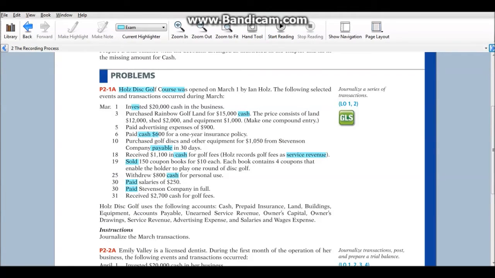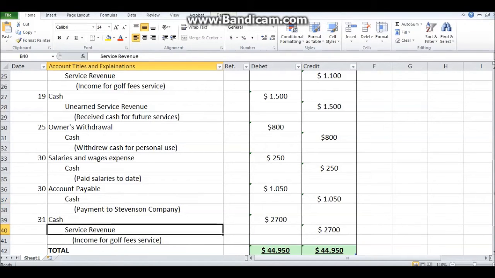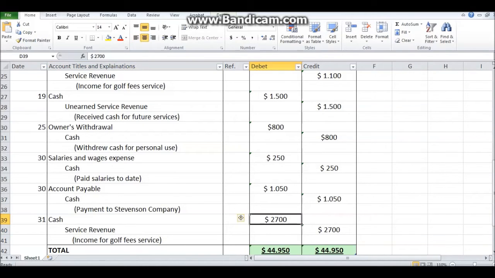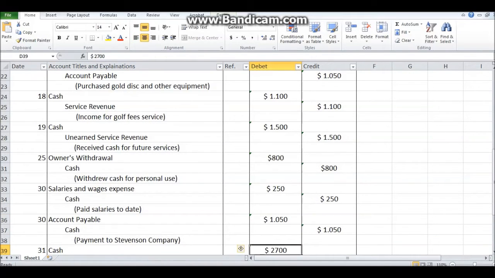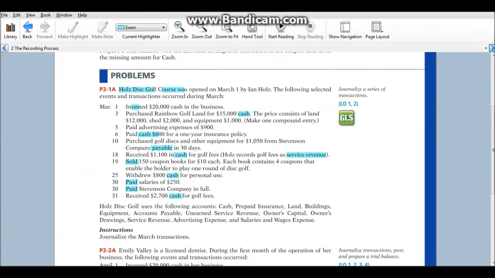And the last one is received 2,700 cash. All right, so highlight cash for golf fees. All right, so cash revenue 2,700. Okay, so just be aware that you need to read carefully, whether it is cash, whether it is payables, or whether the service has not been earned yet.